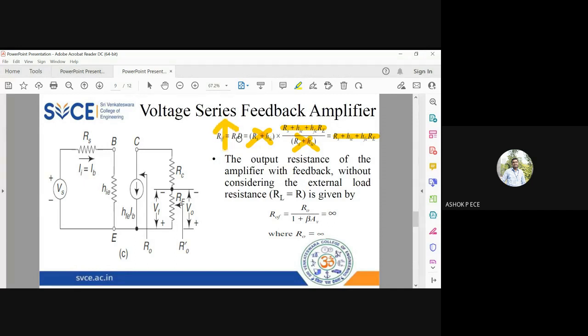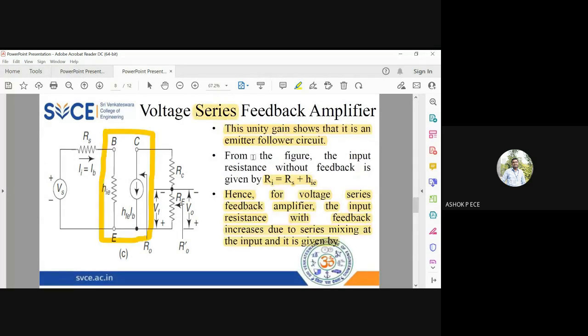Again, whatever we have studied theoretically, we are proving it mathematically. For voltage series feedback, we said that the input resistance is increasing. We are proving it here by formula, and the expression also says that the input resistance is increasing. So there is no deviation. What we study in theory is going to match well in the practical case also. Input resistance will be very easy for all circuits.